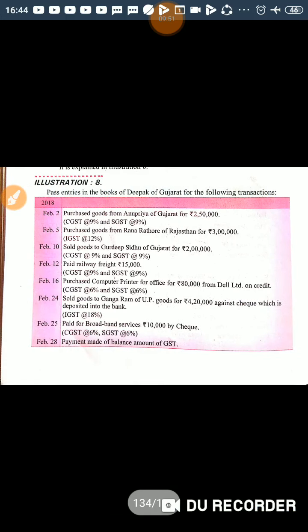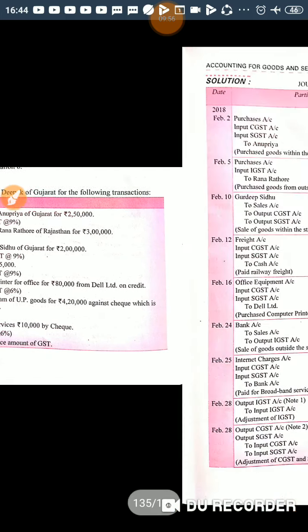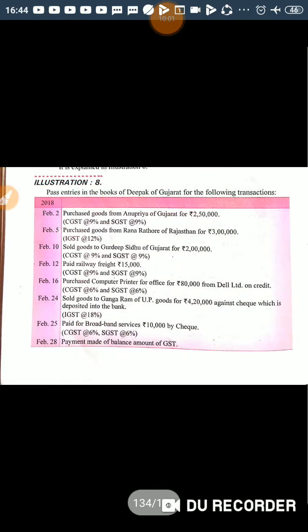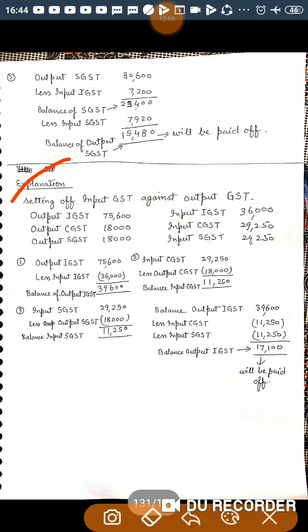Now the last is payment made of balance amount of GST. Now here again, I have calculated this on the basis of this question. Total output IGST is 75,600 and input IGST is 36,000. So this is the second case we discussed yesterday, when output IGST is more than input IGST.